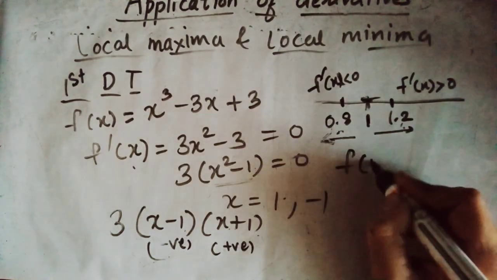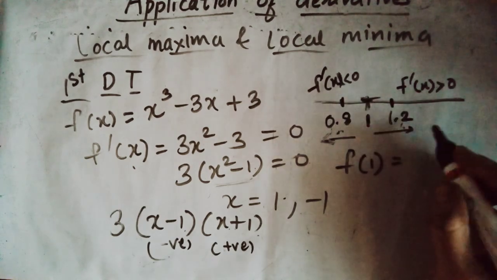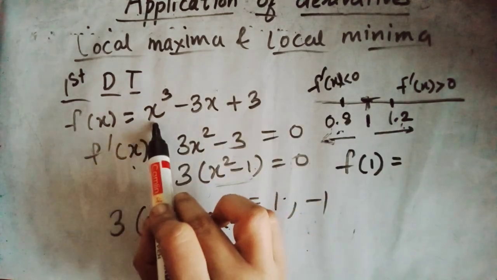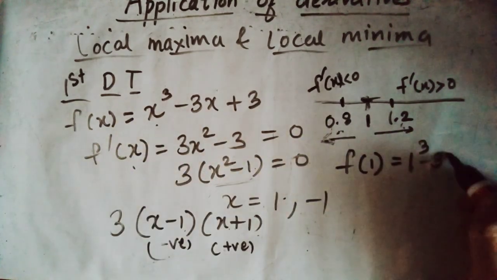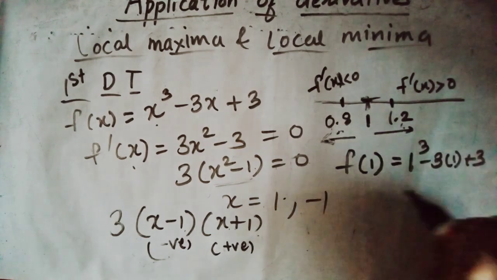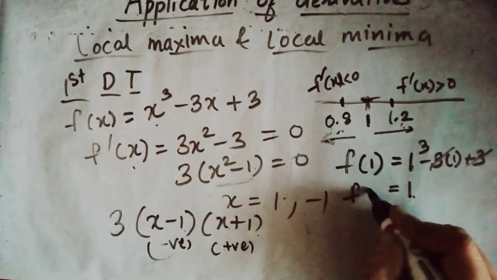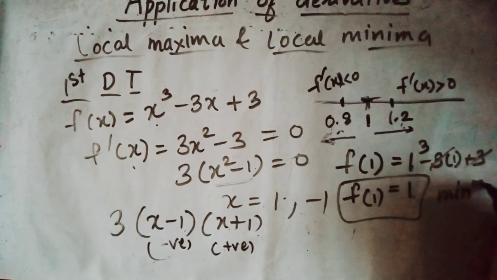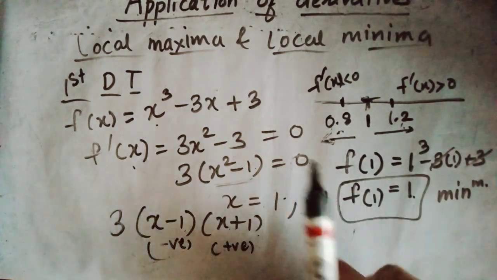So you have to find f of 1, which is 1 cubed minus 3 times 1 plus 3, so this will be 1. So this is your minimum value. Okay, and then you have to do the same thing for minus 1.